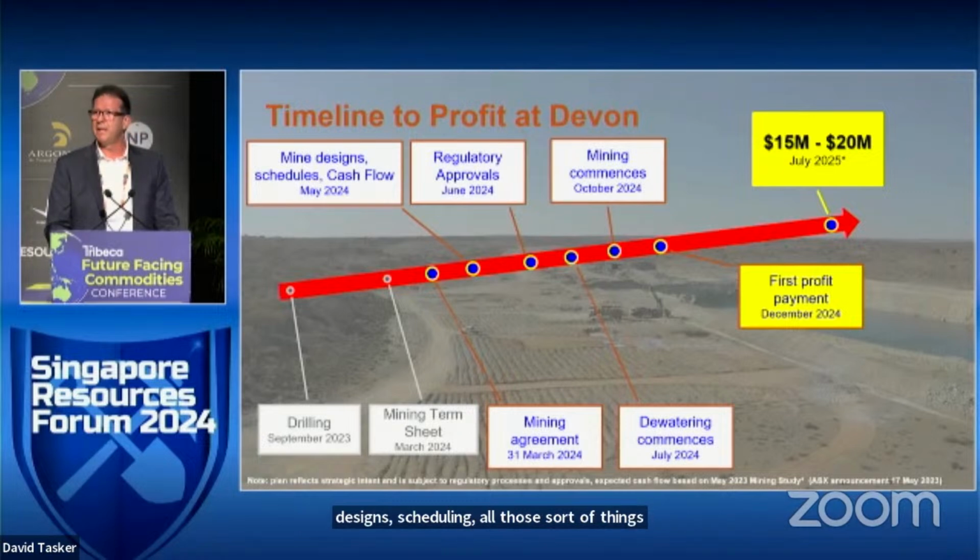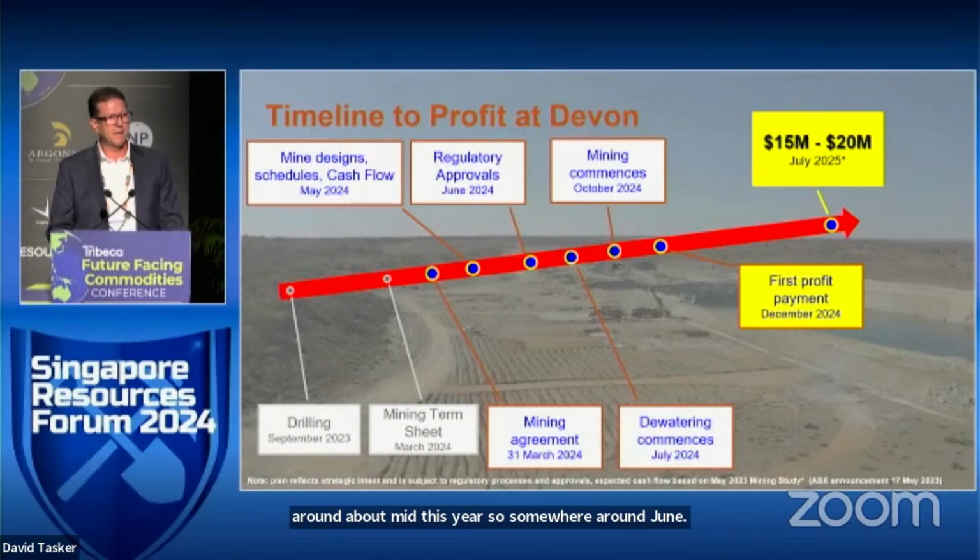Regulatory approvals, as I mentioned, we expect around about mid this year, so somewhere around June. Mining commences in terms of dewatering and site infrastructure, all that sort of stuff, around about October. And we expect to see our first cheque come in December this year, with the bulk of it coming through by July next year.